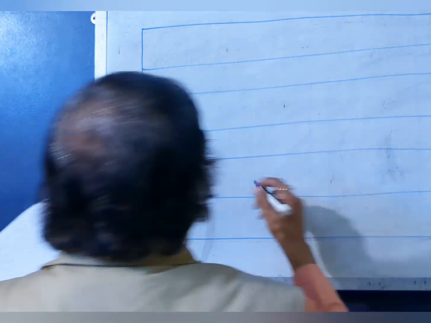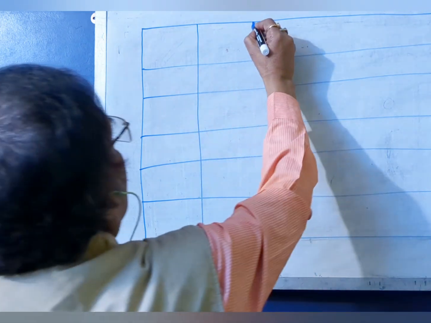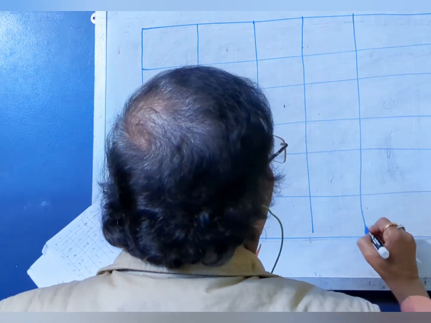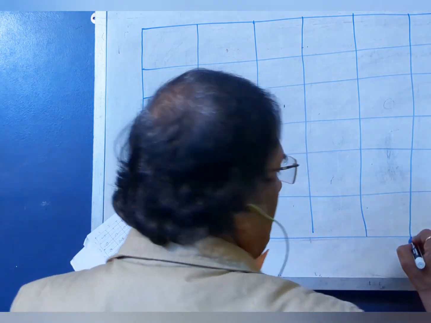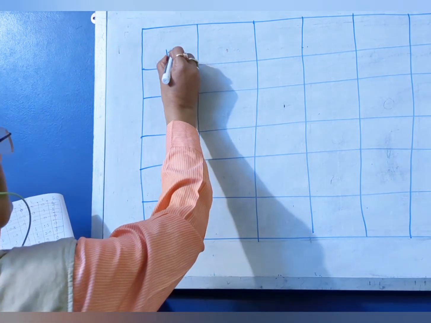1, 2, 3, 4, 5, 6. 1, 2, 3, 4, 5, 6. Just in a fresh way, I am writing the last table.